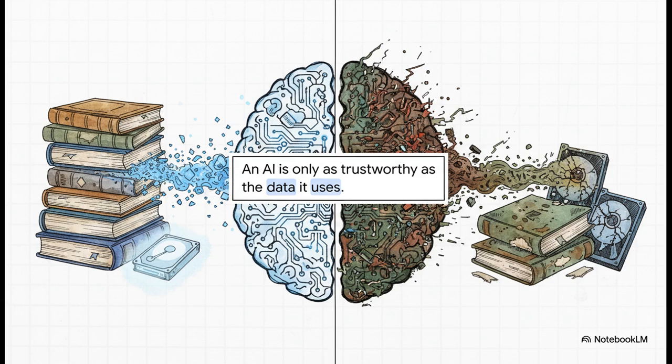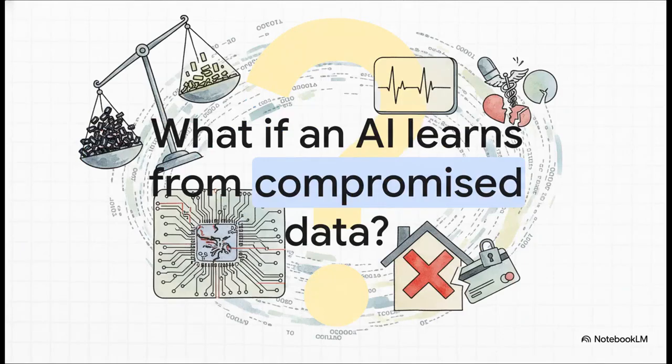You know the old saying, garbage in, garbage out? Well, with AI, that's magnified 1,000 times. The system's integrity is completely dependent on its data's integrity. So let's really think about that for a second. What are the real-world impacts?